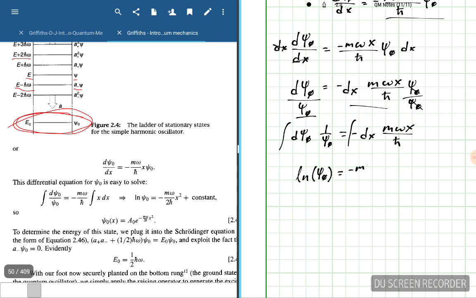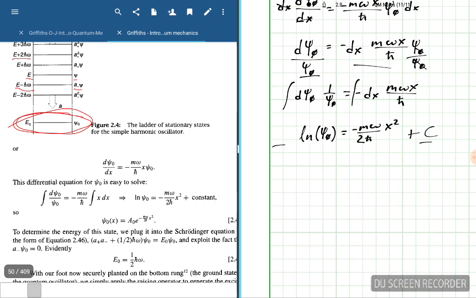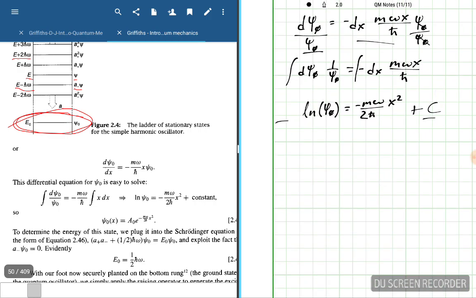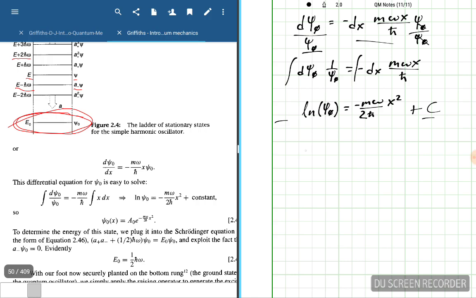Now, my other one does not depend on mass times omega over h bar. But then I have the integral of x with respect to x, and that's going to be x squared over 2. And then we have some constant. I technically have a constant over here and a constant over here, but what's the point? Let's just put them both on one side. It's just a number.